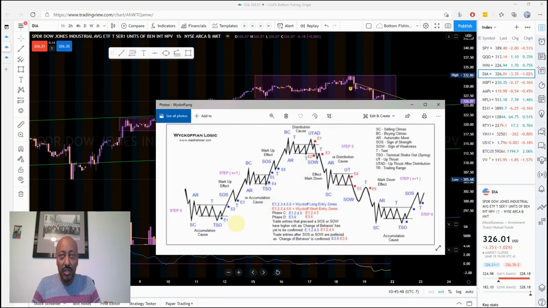And Wyckoff says there are a few areas where you can enter: E1, E2, riskier, because it could be a fake out. E3, much more conservative for my entry, because my stop is right at E2. I'm not going all the way down because I'm already thinking in my mind, this accumulation phase is done. We've had our terminal shakeout, we've broken the top of that base, and we've retested it, and we're going back up.